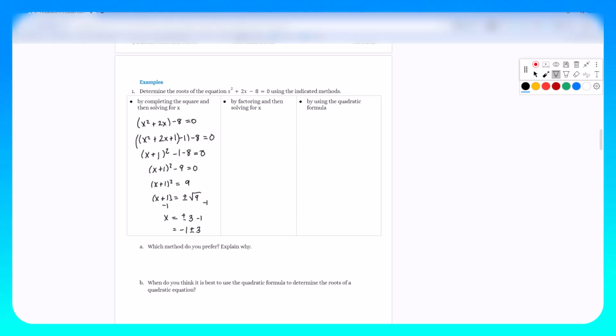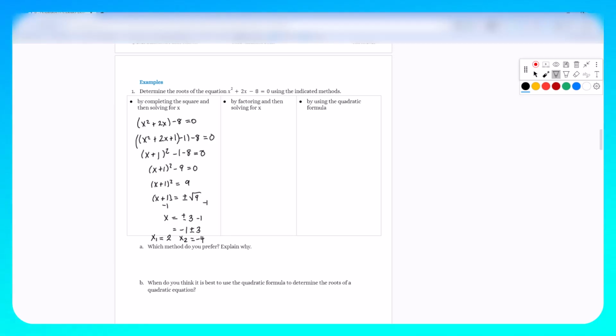So in this case right here, we have solution 1, which is negative 1 plus 3, which is 2, and solution 2, which is -1 minus 3, which is -4. Okay, let's do this one more time.